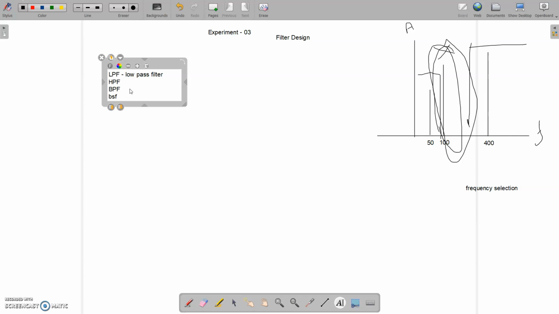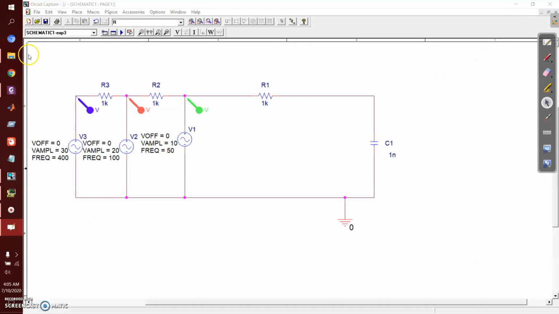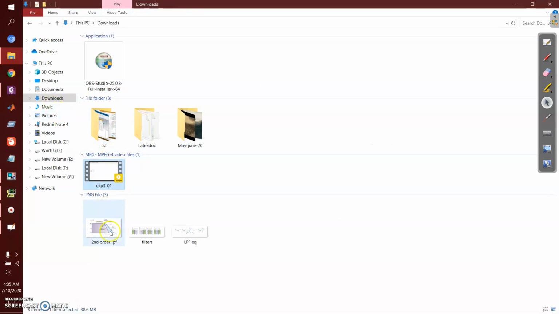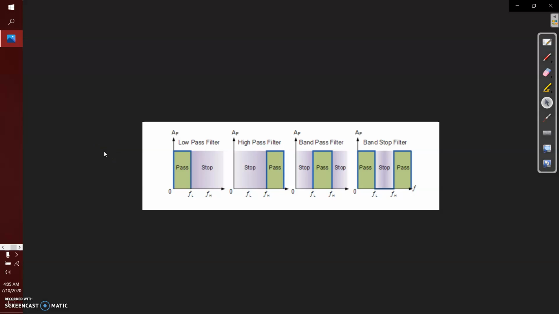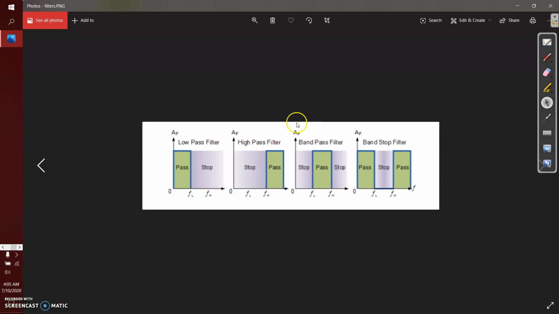So I hope you understand the concept. Okay, let's look at a picture I have here of filters. You can see there are four types of filter. One is low pass filter. It is allowing this portion to pass and this one to stop. It will not allow these higher frequency components to pass. Then we have high pass filter, band pass, and band stop.